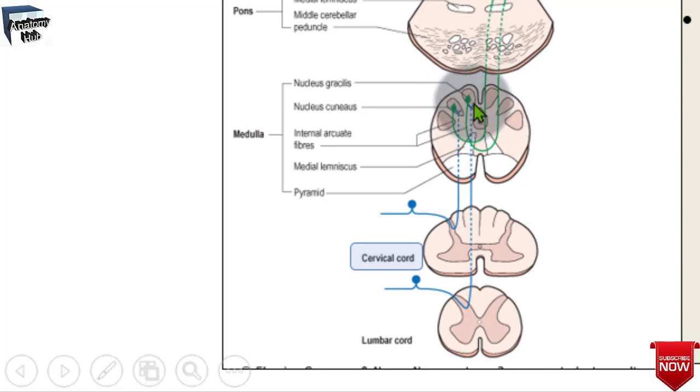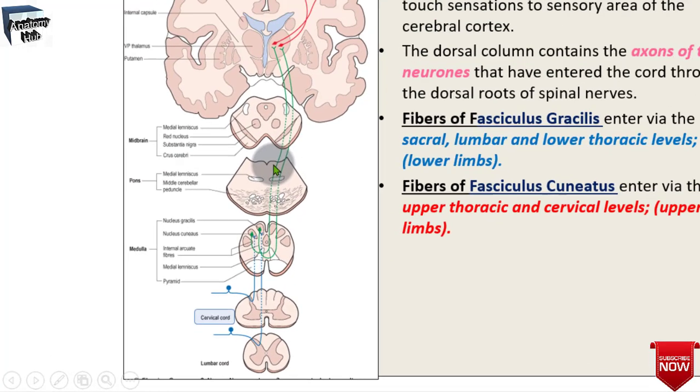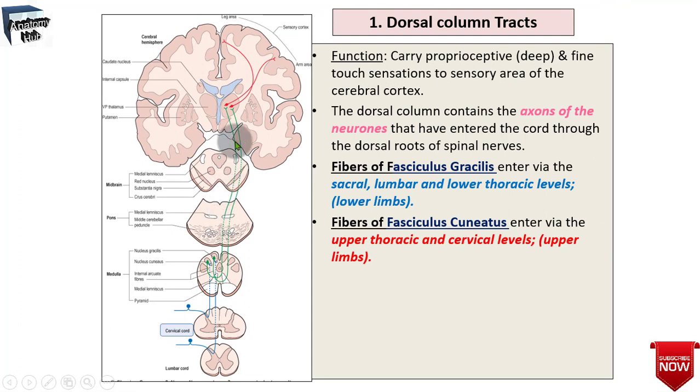And like the fasciculus gracilis, the fibers form the internal arcuate fibers and the medial lemniscus after crossing the midline and terminate on the third order neurons at the ventral posterolateral nucleus of the thalamus. The third order neuron then carries on towards the cerebral cortex by terminating at the lateral aspect of the sensory motor cortex.